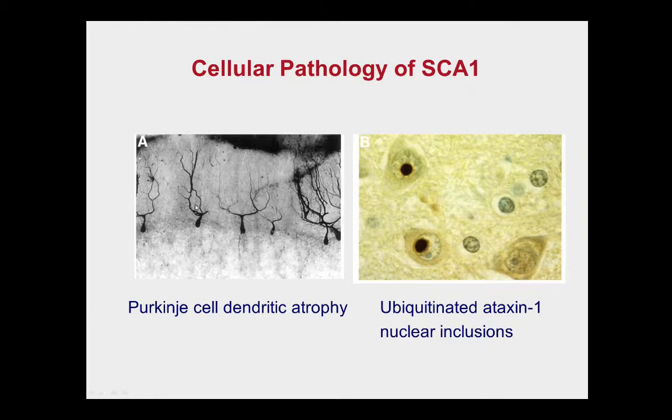Pathologically, you see, again, atrophy of Purkinje cells, eventually Purkinje cell loss, and ubiquitinated inclusions are present in many cell types. Interestingly, not present in Purkinje cells in the native disease.